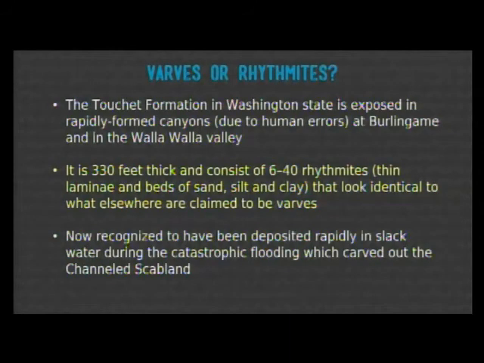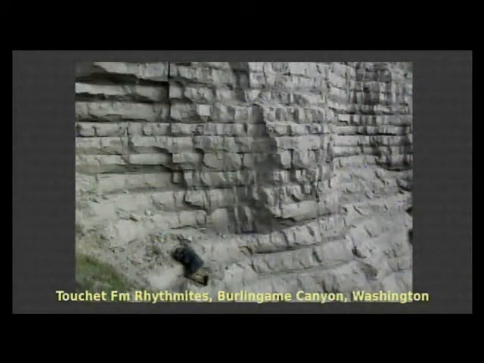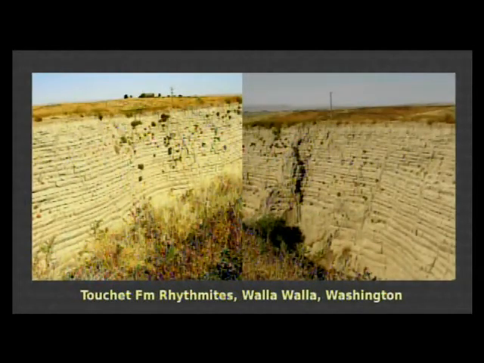But this formation is over 300 feet thick, and it consists of 6 to 40 rhythmites, variations in the beds of sand, silt and clay that look identical to varves. And yet it was the result of catastrophic flooding that carved out the channeled scabland. So here's a closer look at these rhythmites in Burlingame Canyon, and here we can see a closer look at them again in the Walla Walla Valley of Washington State.